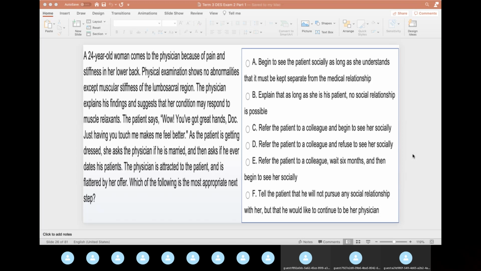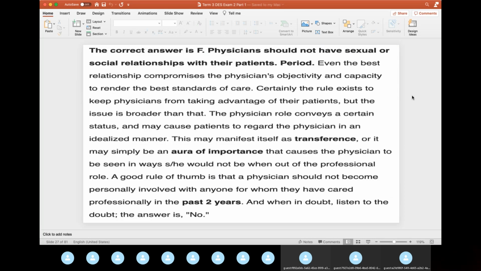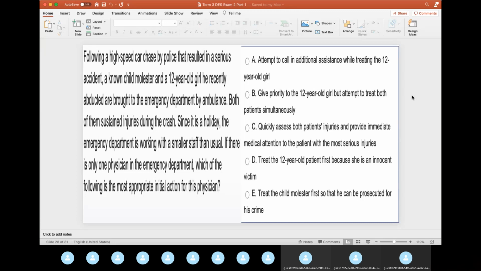So F, right? Any other answers? Do we all agree that it's F? Do you have any doubts? Okay, let's see. The correct answer is F, of course. Physicians should not have sexual or social relationships with their patients. So don't go liking her pictures on Instagram or TikTok or Snap. Don't slide into her DMs, period. That's absolute. Next question.